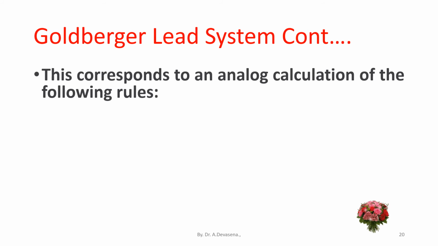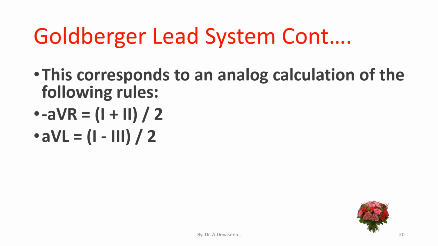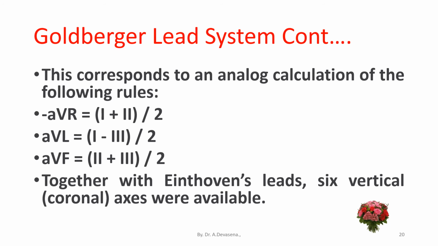This corresponds to an analog calculation of the following rules. Minus AVR is equal to lead 1 plus lead 2 divided by 2. AVL is equal to lead 1 minus lead 3 divided by 2. AVF is equal to lead 2 plus lead 3 divided by 2. Together with Einthoven's leads, 6 vertical, that is coronal, axes were available.